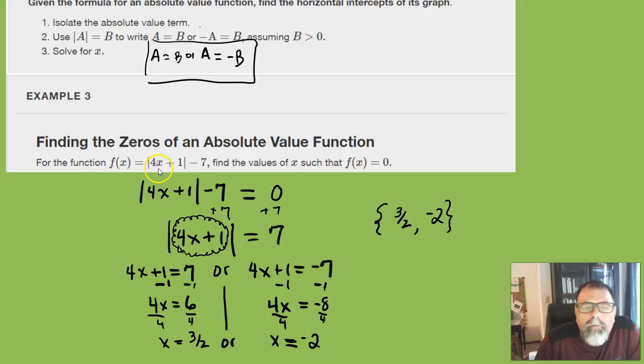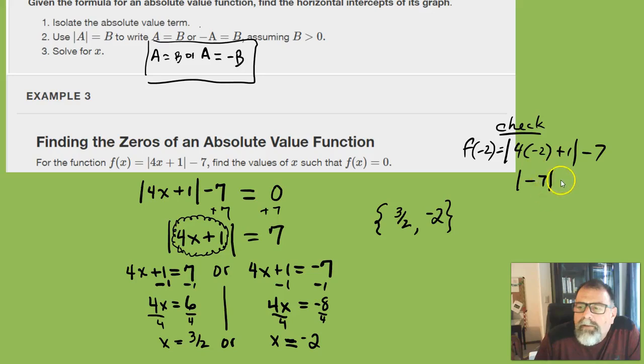And you can check, if you put in -2, we get -8 plus 1 minus 7. So -8 plus 1 is -7. And then the absolute value of -7 is 7. 7 minus 7 is 0. So that one checks.